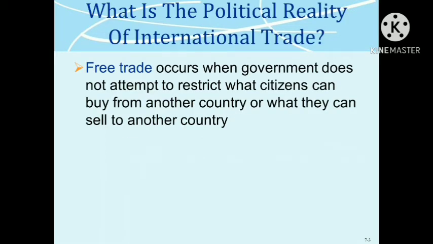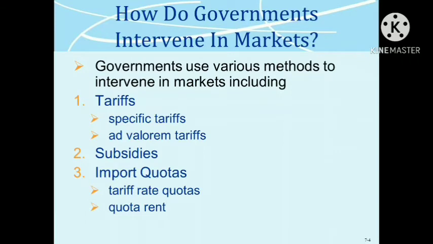Remember that free trade refers to a situation in which a government does not attempt to restrict what its citizens can buy from or sell to another country. How do governments intervene in markets?